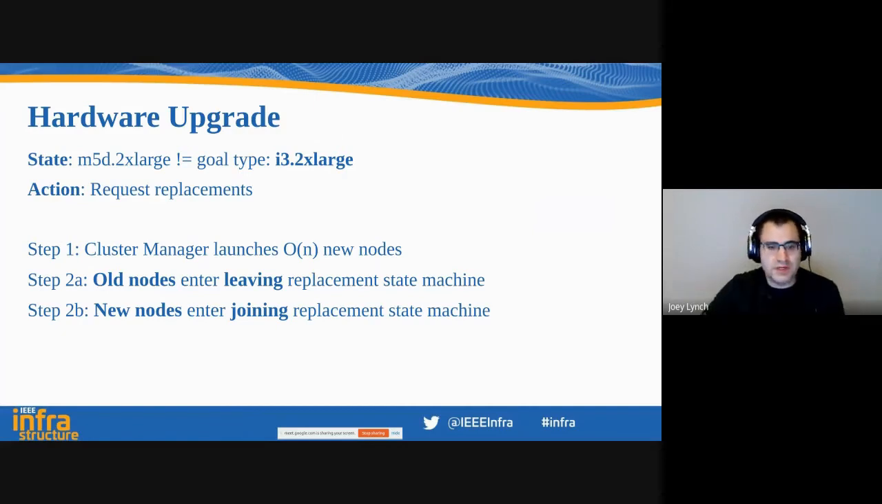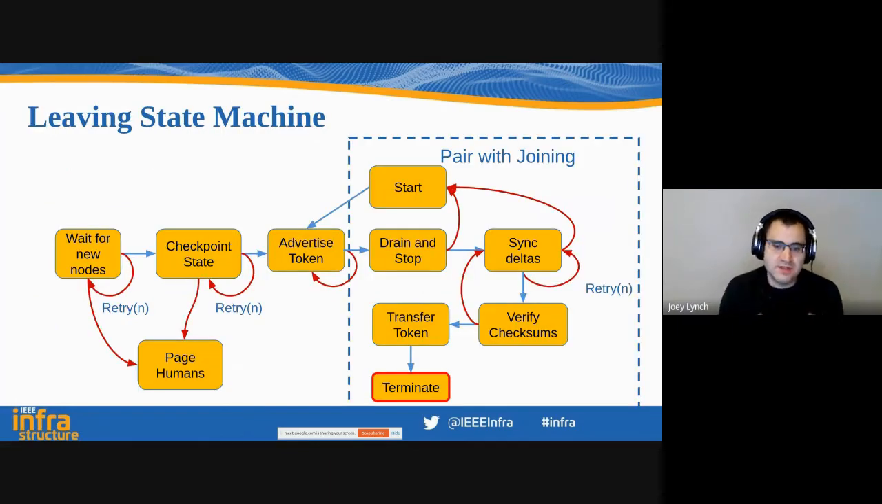So the old nodes are going to write a piece of state saying, I'm waiting for a buddy, I'm waiting for a new node, and then they will enter a leaving replacement state machine while new nodes enter the joining replacement state machine. And the state machines for hardware are a little more complicated than software. But the key aspect here is that there's actually a combination of sequential and parallel steps. So in the leaving state machine case, all of your nodes can simultaneously enter the left-hand side of this, right? They can all wait for their buddies.